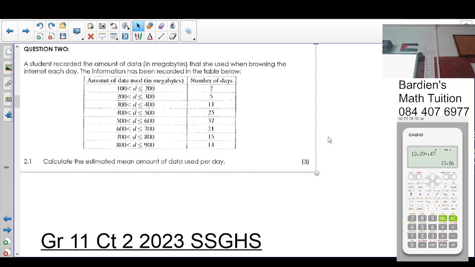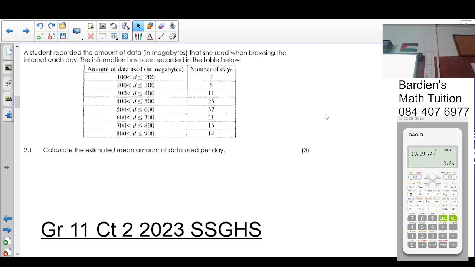A student recorded the amount of data in megabytes that she uses when browsing the internet each day. The information has been recorded in the table below. Calculate the estimate mean amount of the data used per day. So we're working out the mean from a distribution table here.